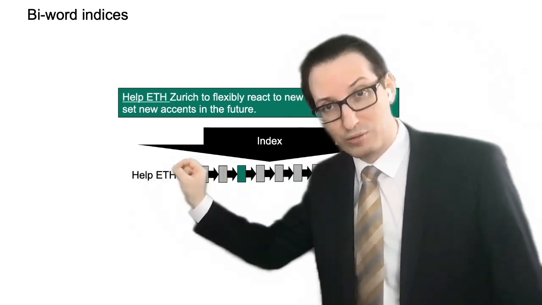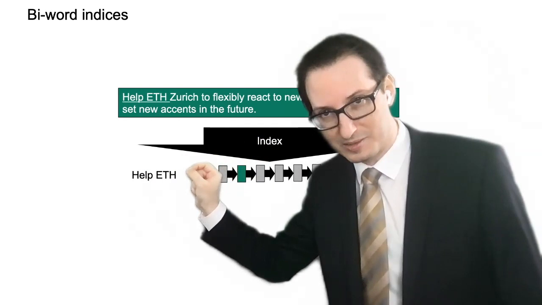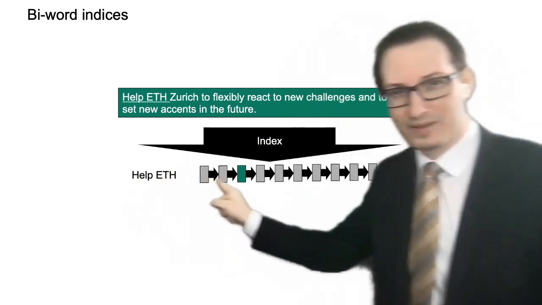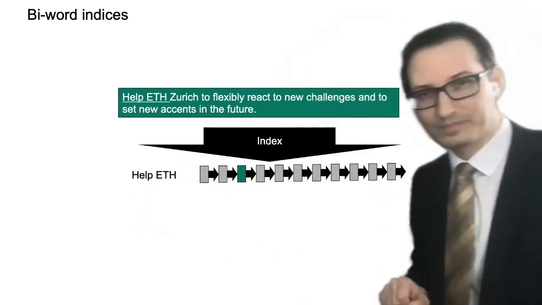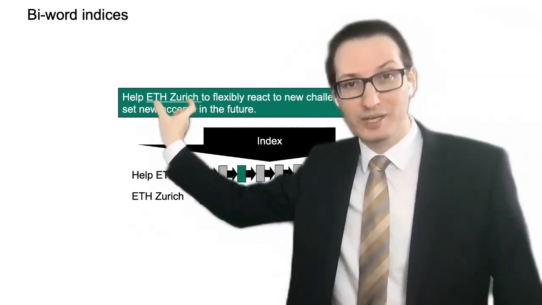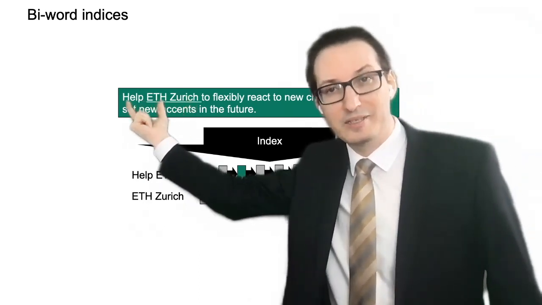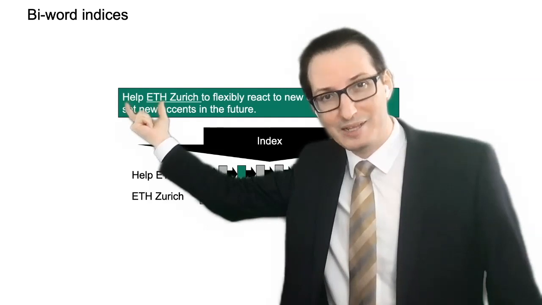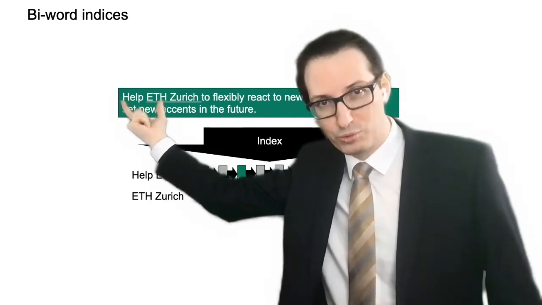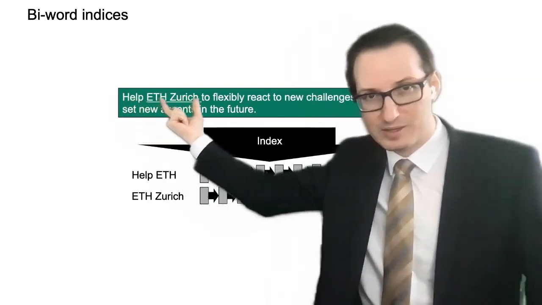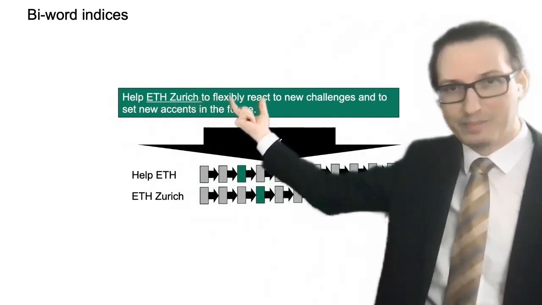So this is not a set of words, this is a list of word sequences now. Right? So help ETH and then the postings list. Then we have ETH Zurich. So you see what's happening here. This is called a sliding window. It's a sliding window of size 2. I have two terms every time, and I just slide it pair by pair like this.